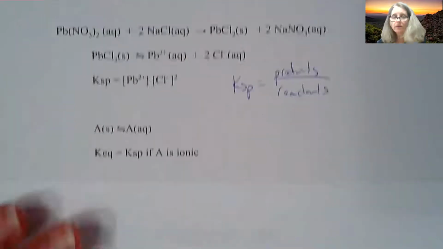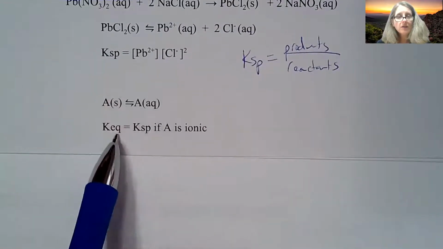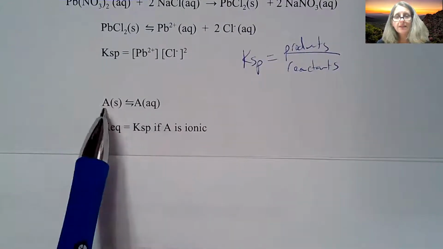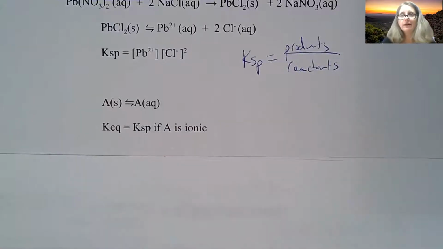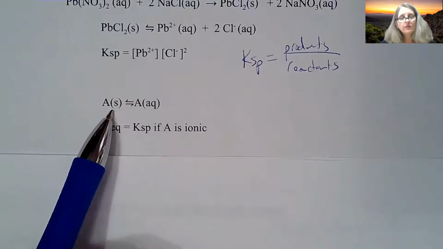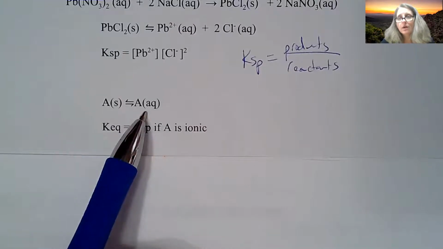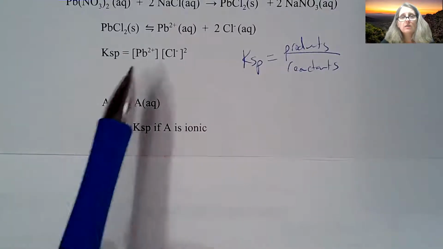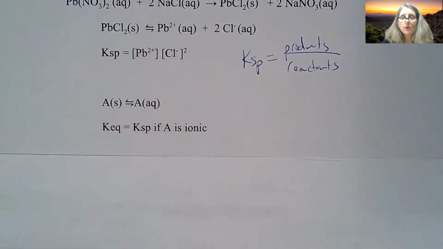So in general, okay, your Keq is the same as your Ksp if A is ionic, and that's really all we're going to cover in our discussions. So your solid is always going to be on your left, and your aqueous ions are always going to be on your right. So that's going to be the typical way that you write a Ksp equation.